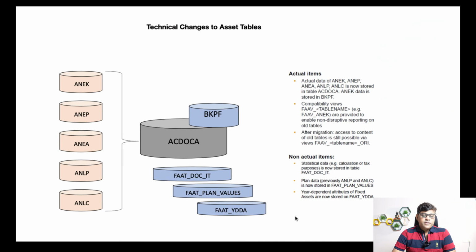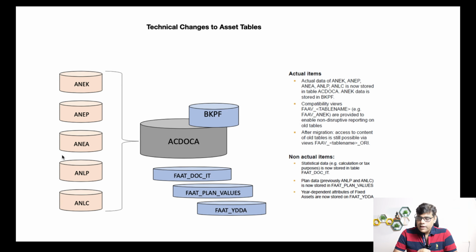Now check this particular image. You can see on the left side here all the old tables related to your ECC. So earlier in ECC, whenever we had any asset related transactions, you would find that these different tables were going to be updated. Now everything is part of your ACDOCA table. So all your transaction information related to your asset you will find in your ACDOCA table.